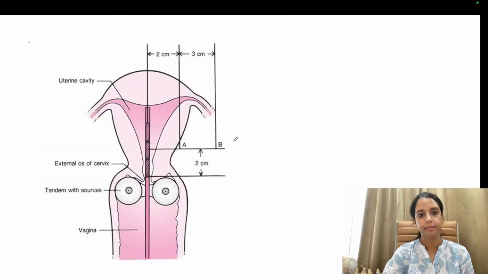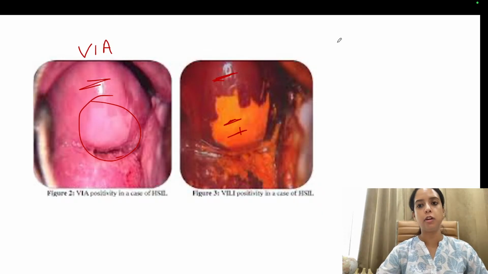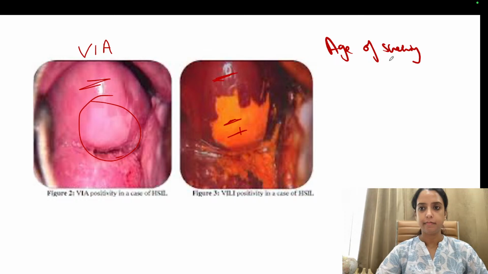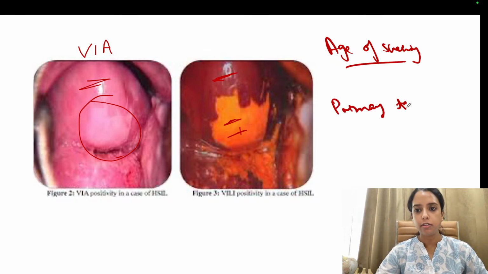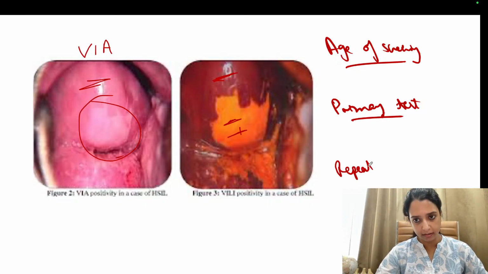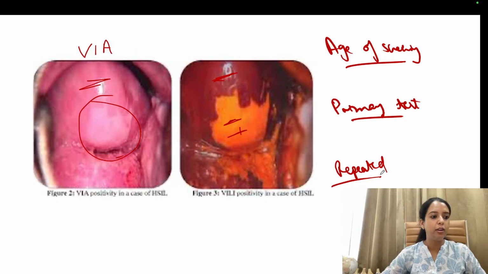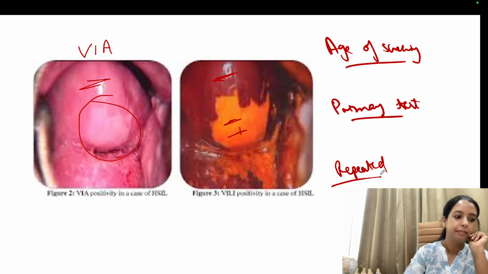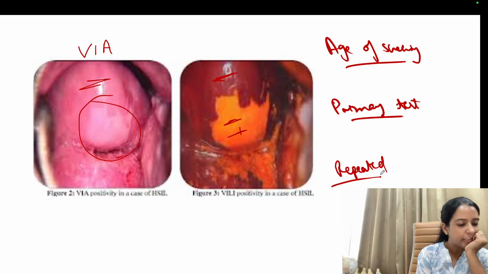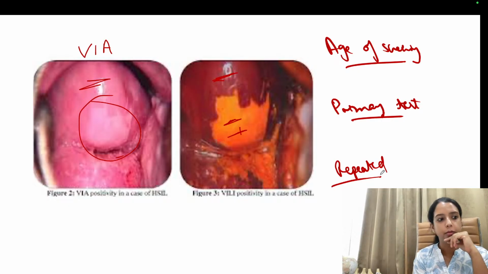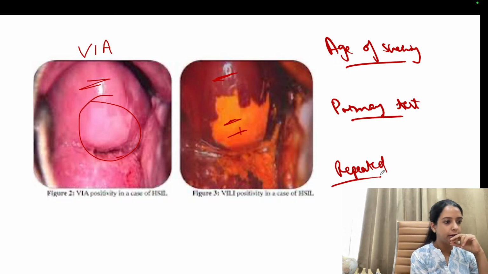and you can take the biopsy. Tell me the age of screening, now you have to tell me this, the primary test which is now done for screening, and how often it is repeated. Please answer these questions. You can't go to the NEET exam without knowing these. Tell me, what is the age of screening? What is the primary test for screening?